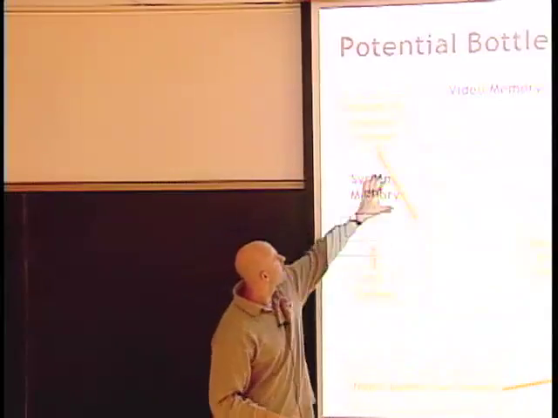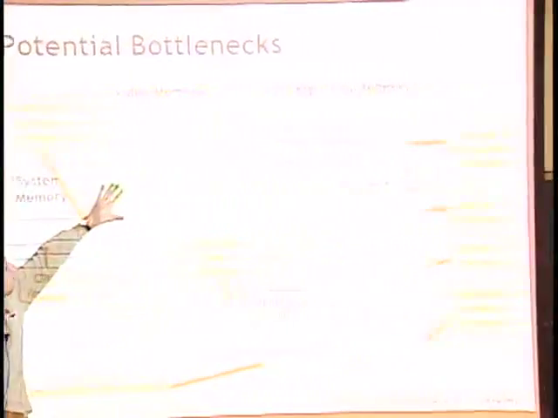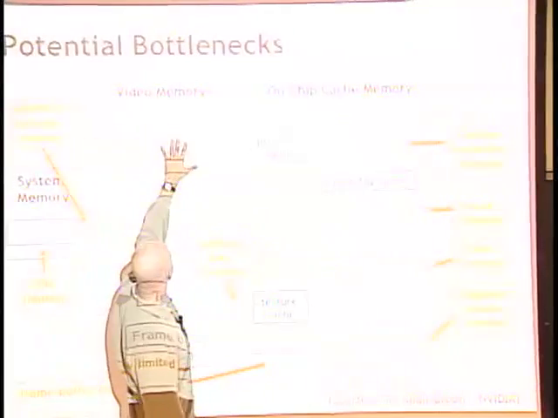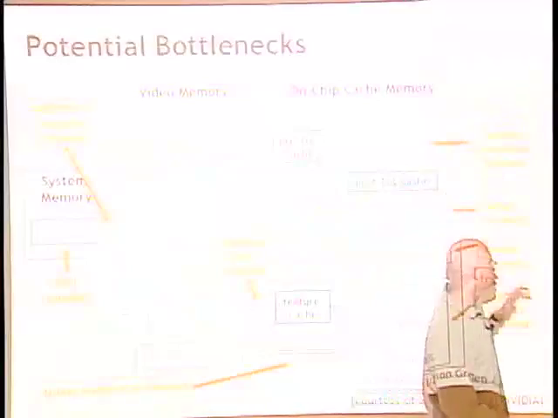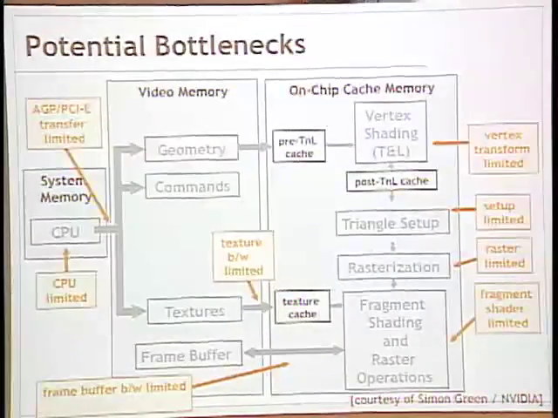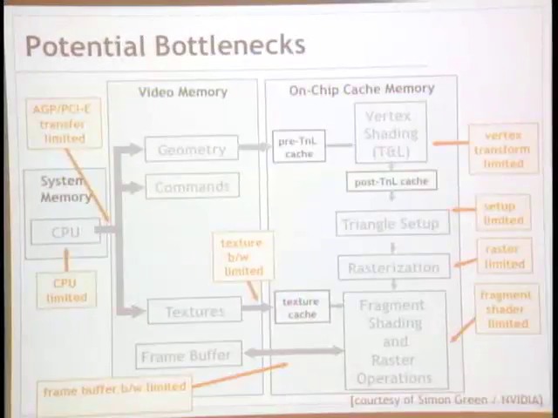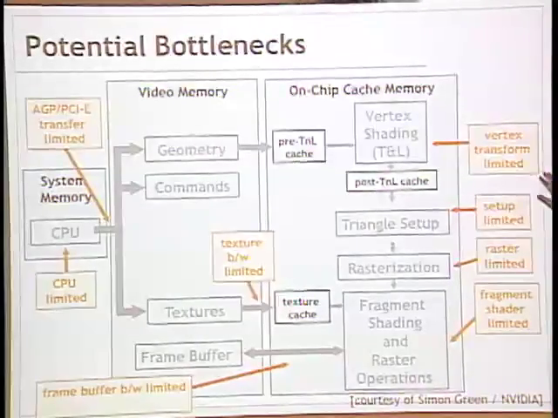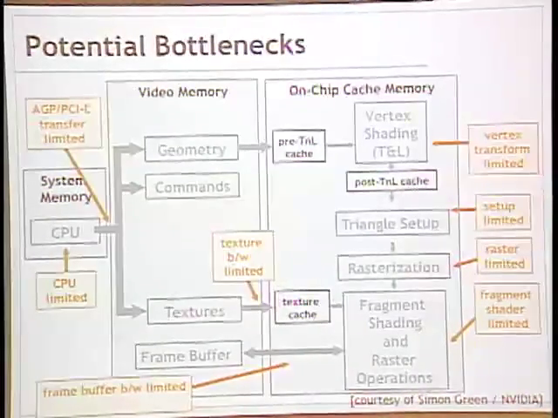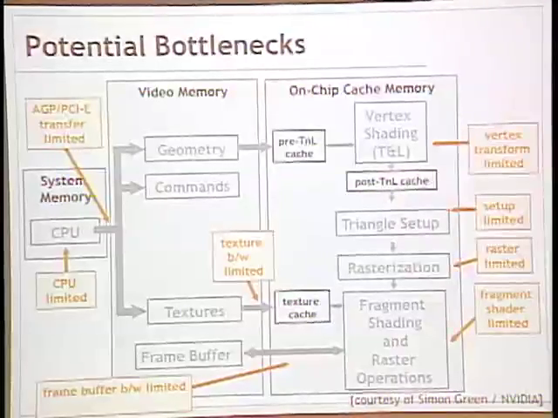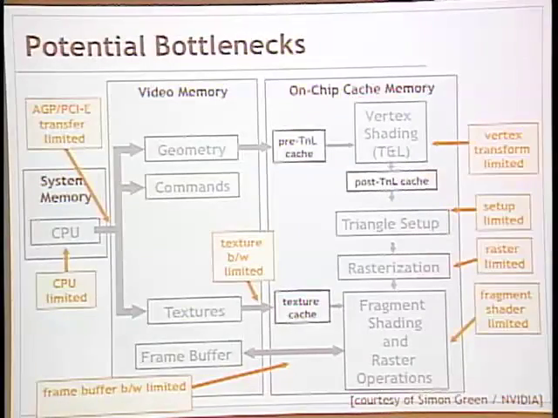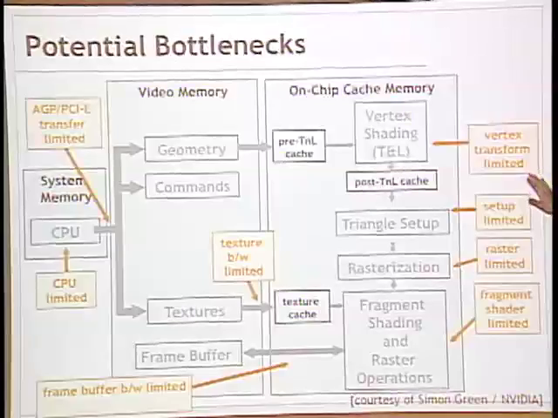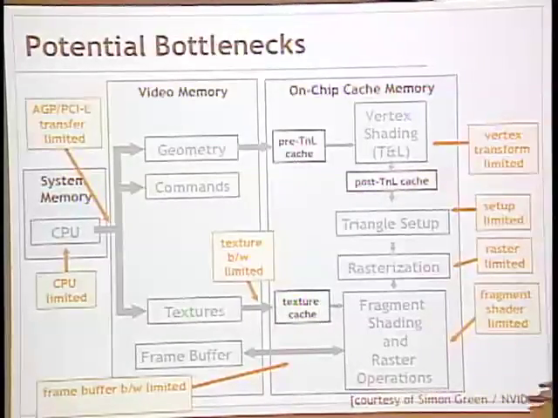Okay. Then we get over here. We load all our geometry into video memory, and we start running here. One of the first things we have to do is transform our vertices. This is our vertex programs here. Let's say we have lots and lots of triangles, but they're all really, really small. That's a lot of vertices that we're going to have to process for every frame because it's going to take many, many triangles to cover the screen. If we have a very complicated vertex program here, that could limit our performance.